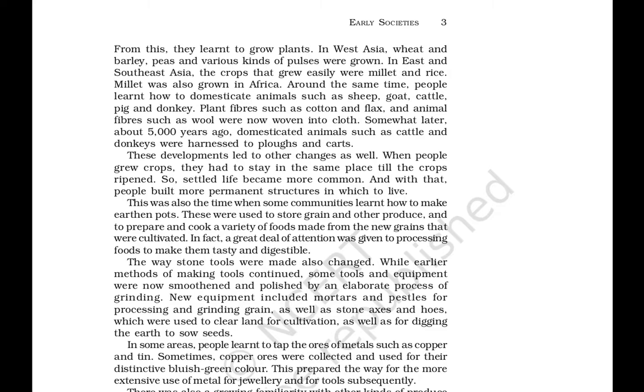These developments led to other changes as well. When people grew crops, they had to stay in the same place till the crops ripened. So, settled life became more common. And with that, people built more permanent structures in which to live. This was also the time when some communities learned how to make earthen pots. These were used to store grain and other produce, and to prepare and cook a variety of foods made from the new grains that were cultivated. In fact, a great deal of attention was given to processing foods to make them tasty and digestible.